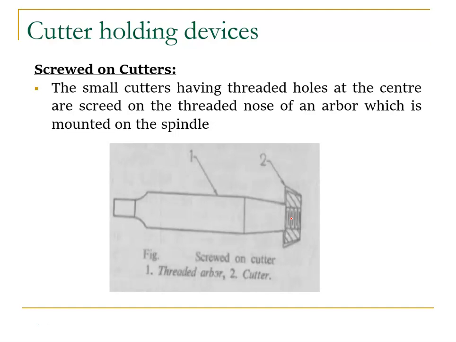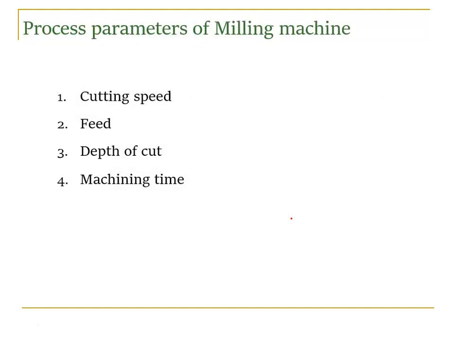The small cutters having threaded holes at the center are screwed on the threaded nose of an arbor which is mounted on the spindle. Right, so these are the tool holding devices.